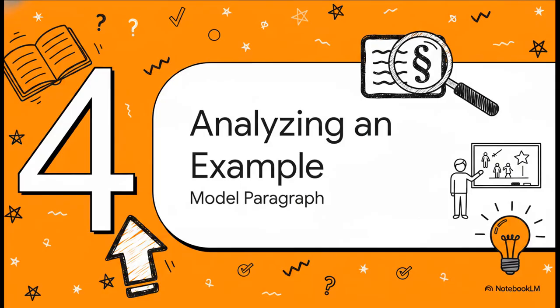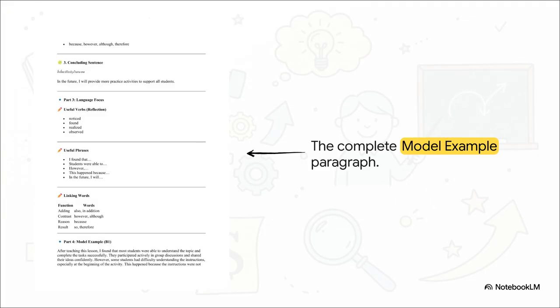All right, let's see how this actually looks in the wild. Section 4, analyzing a model example. Okay, so we are looking at a full master example paragraph. I know, it looks incredibly dense right now, just a solid wall of text, but let's read a bit of it. "After teaching this lesson, I found that most students were able to understand the topic. However, some students had difficulty understanding the instructions. This happened because the instructions were not clear enough. In the future, I will give clearer instructions." Now, as promised, let's decode this.